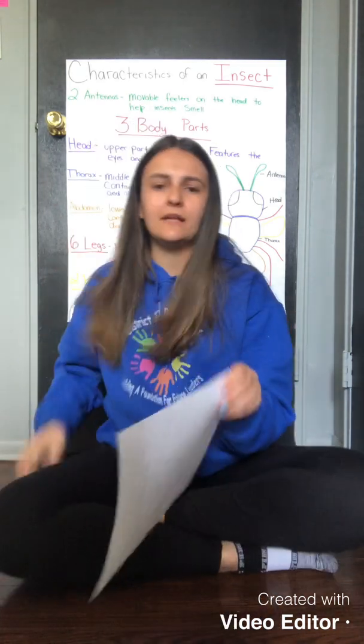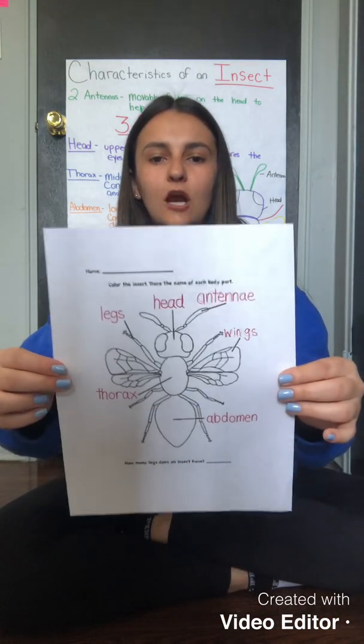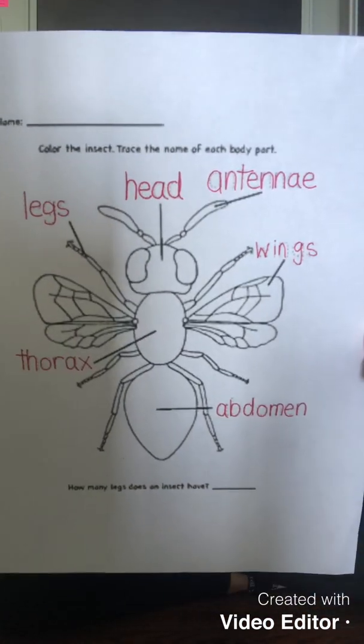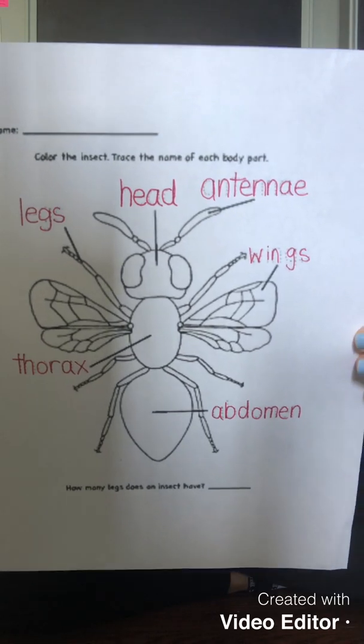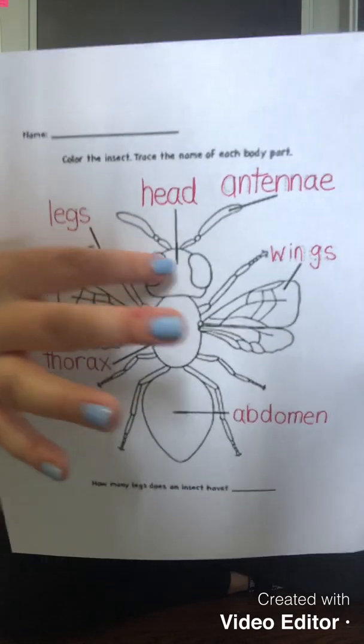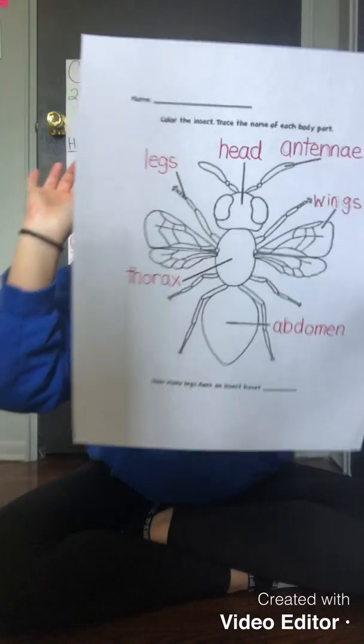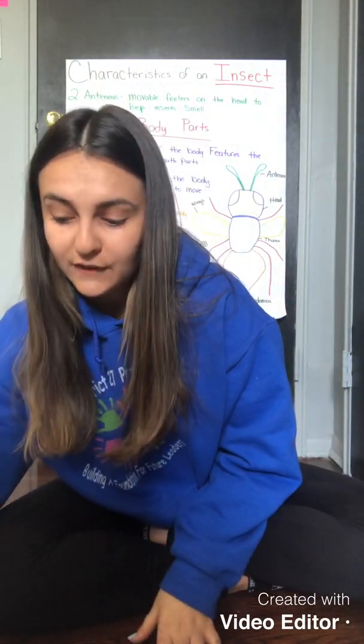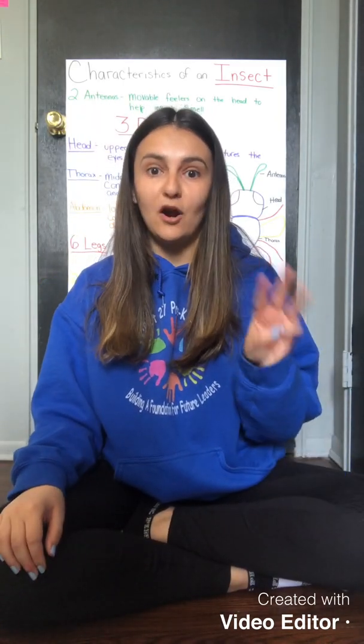a hard time writing. So here is our paper, and it's finally complete with all of the parts of an insect, but today we are just focused on the head, the thorax, and the abdomen. Good job. Okay, so for today's activity, we are going to be making the 3 parts of an insect.